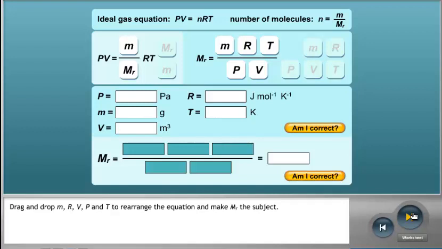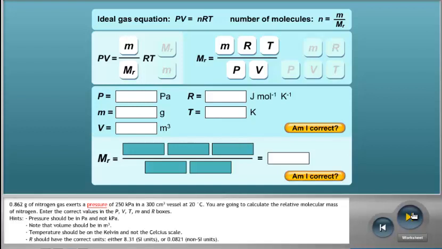Drag and drop M, R, V, P, and T to rearrange the equation and make Mr the subject. 0.862 grams of nitrogen gas exerts a pressure of 250 kilopascals in a 300 cubic centimeters vessel at 20 degrees Celsius. You are going to calculate the relative molecular mass of nitrogen.